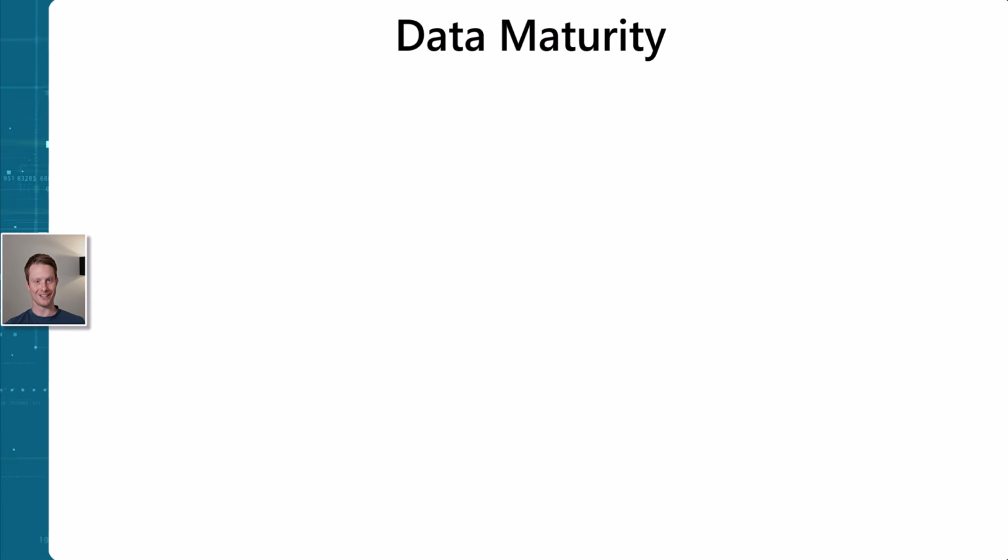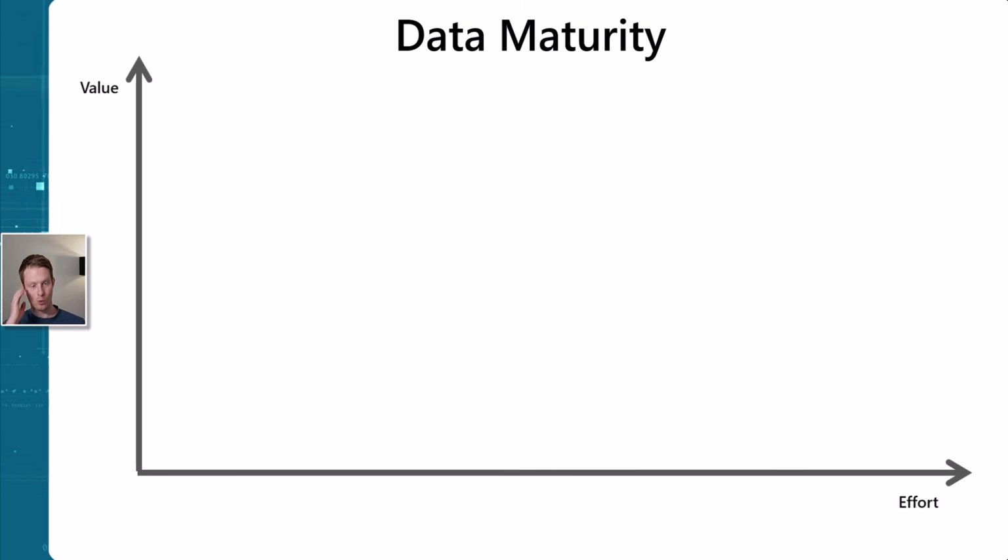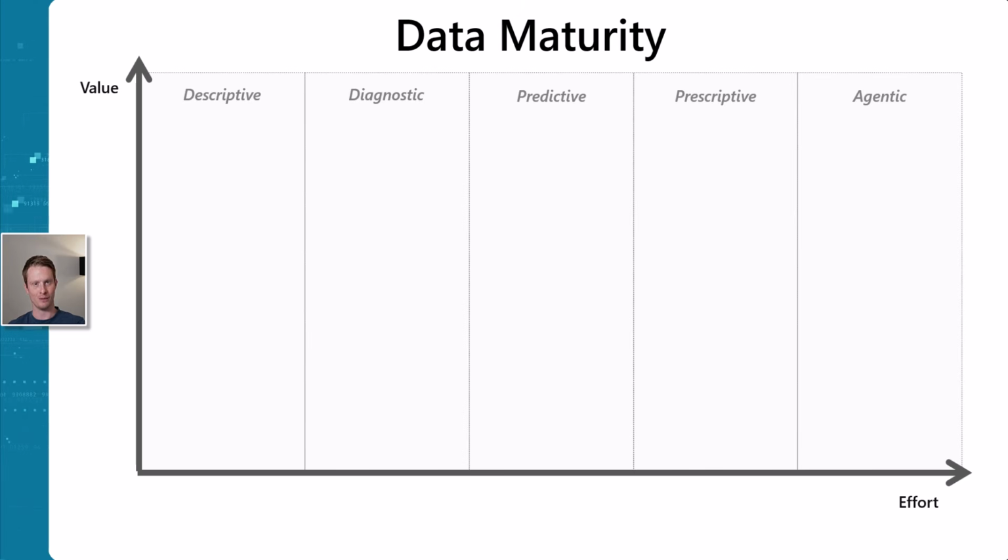So how does that look in terms of our data platform? Well, we typically look at maturity like this, where we have the value versus the effort. And the more data maturity we want, the more value it is, but also the more effort involved. So it looks like this, that we travel through, go up like this, right? So the more effort we put in to get to this agentic, the more value that's going to provide us.